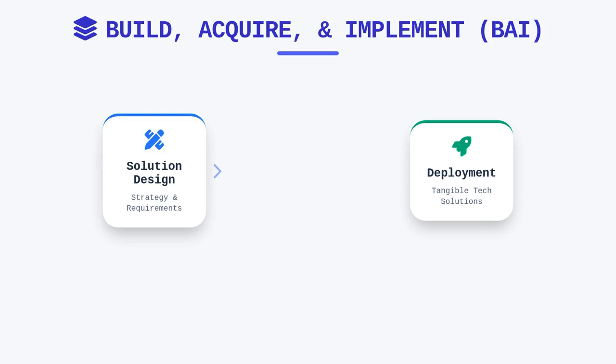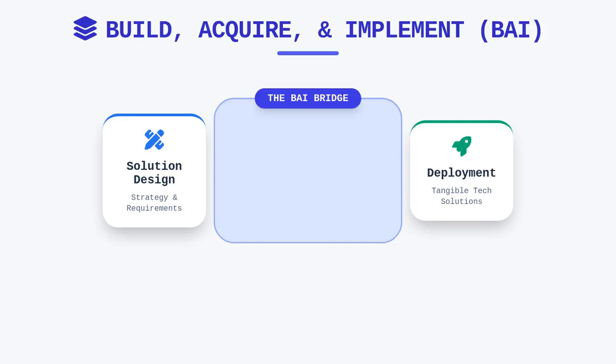The build, acquire, and implement domain, often abbreviated as BAI, represents the phase where enterprise investment turns into tangible technical solutions. While other domains might focus on strategy or operations, this domain is strictly concerned with the life cycle of technology assets. It acts as the bridge between the design of a solution and its successful deployment into the production environment.